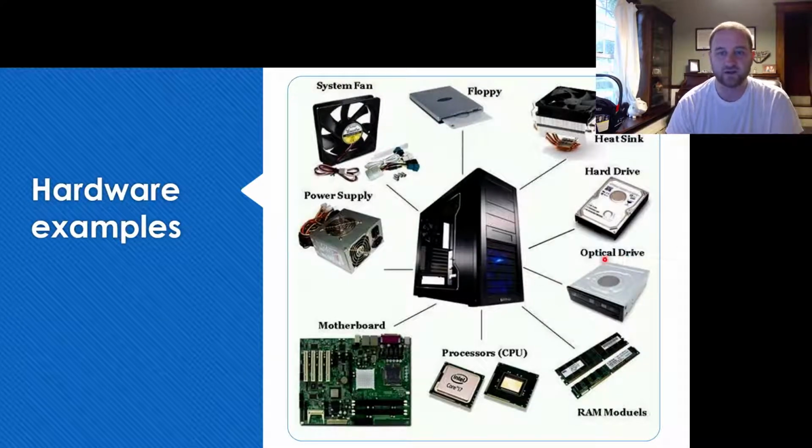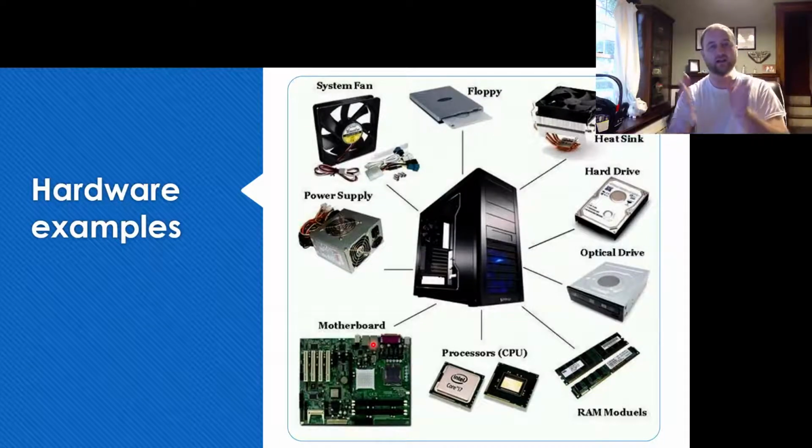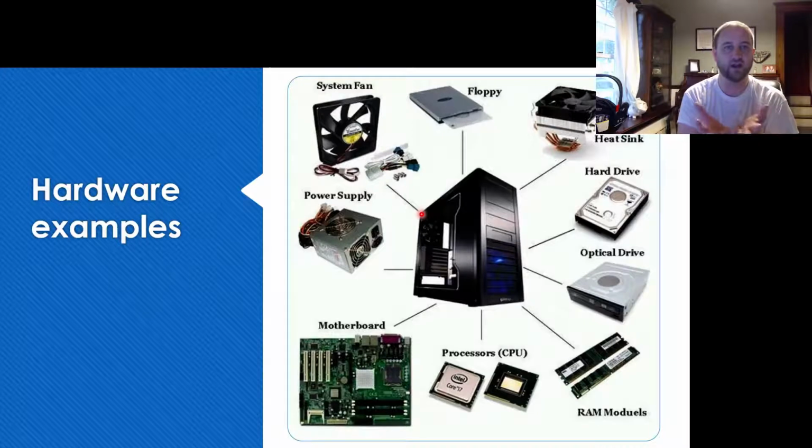There's an optical drive that's like your Blu-ray player or your DVD player on your computer. There's RAM modules. There's processors or CPU. There's a motherboard. There's a power supply. The power supply is what gives the computer power. All these different things are inside the actual computer tower, and these are all examples of hardware. You can see these things, you can hold these things in your hand, making it hardware. Anything that you can see or hold in your hand is hardware.